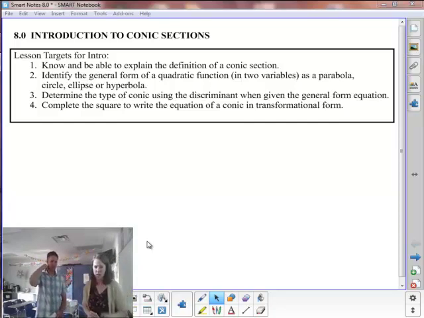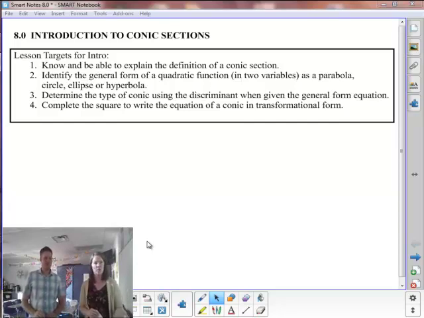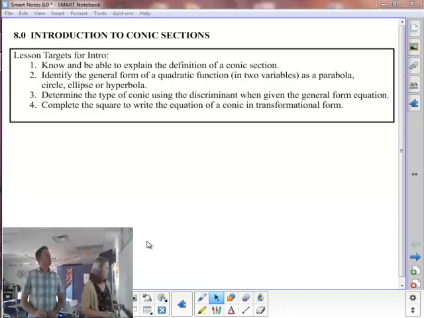We're going to do a little bit with some conic sections. This is our fourth unit for the semester, and last class we talked about circles, which is a type of conic section. You can see your learning targets there, and we'll jump right into it.